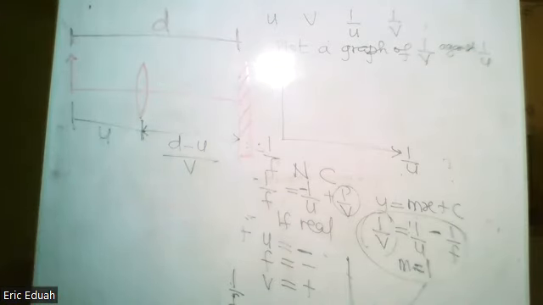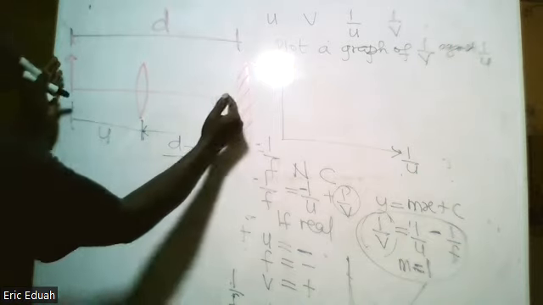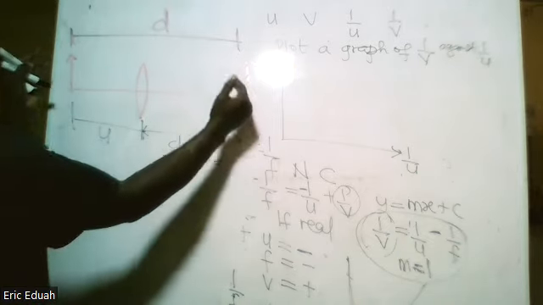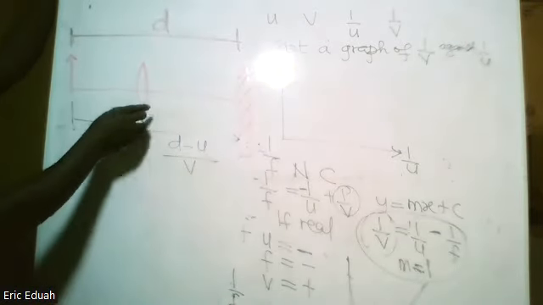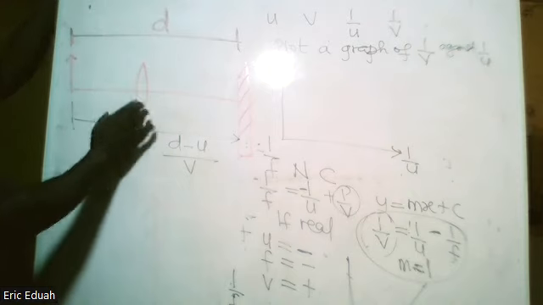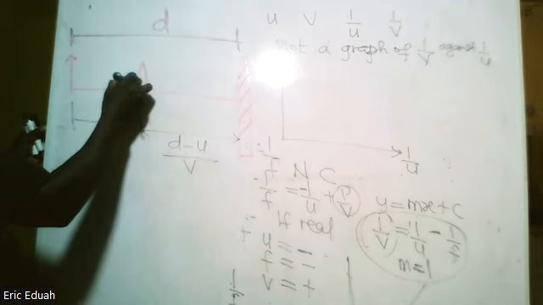Now, under the method of displacement, this distance between the object and the screen is kept constant, but the variation is that you hold the lens and then vary its position. Let me put the lens in the holder.